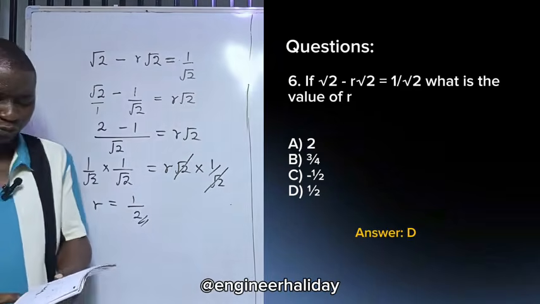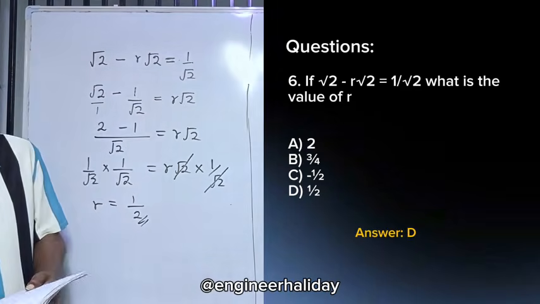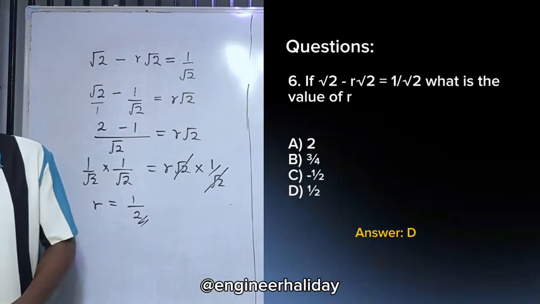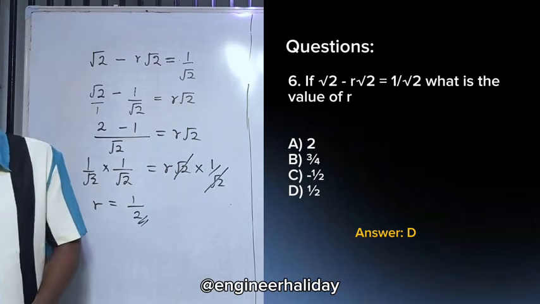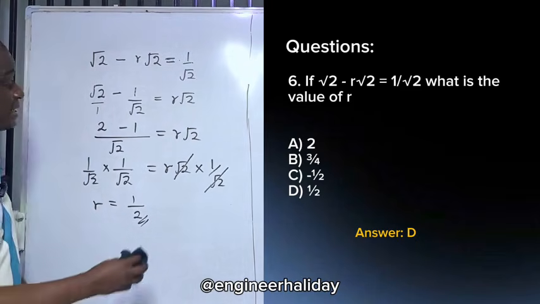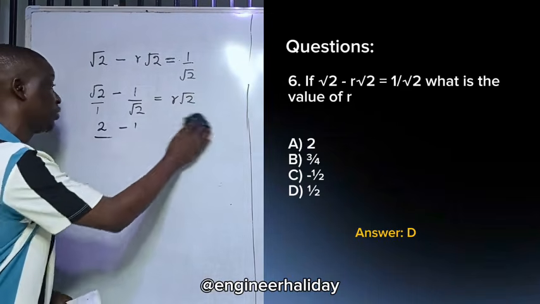So the answer is 1 over 2. Option A says 2. B says 3 over 2. C says minus 1 over 2. D says 1 over 2. So the answer is 1 over 2, which is D.